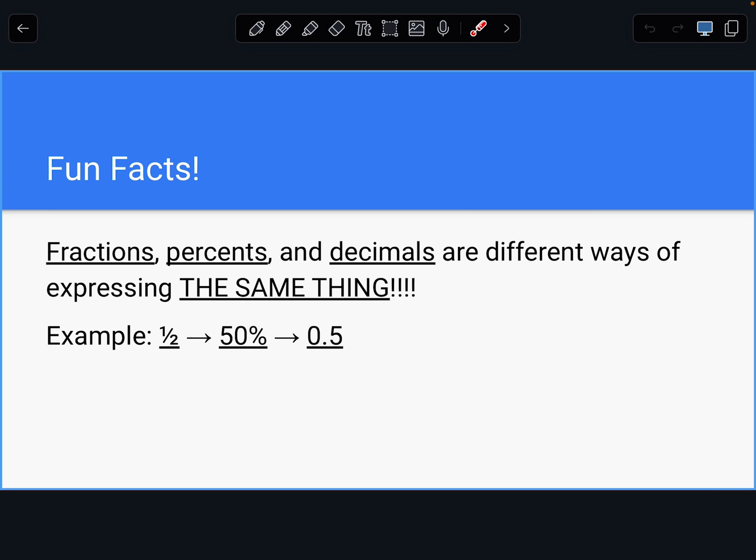Okay, a very easy basic example would be a fraction, 1/2. 1/2 as a percent would be 50%. And 1/2 as a decimal, or 50% as a decimal, would be 0.5. So three different ways, all meaning the same thing.